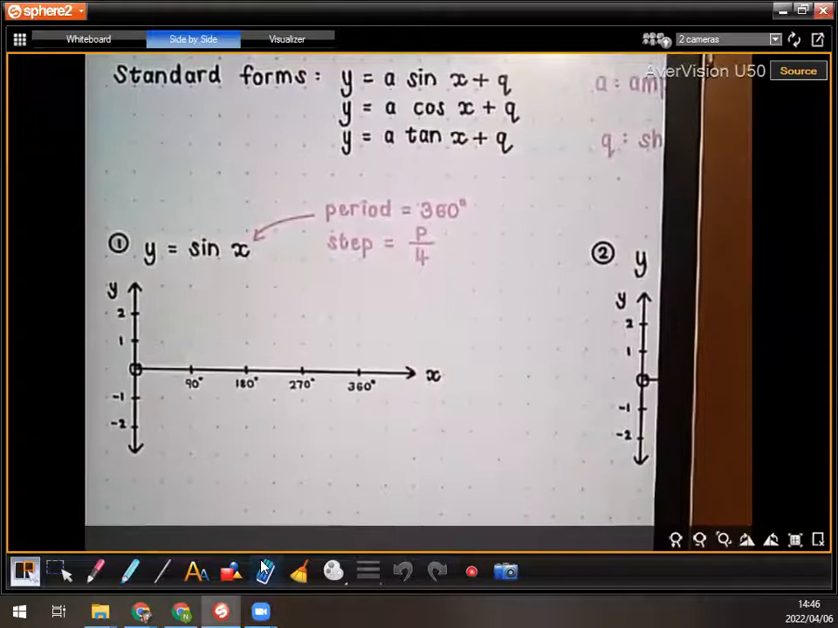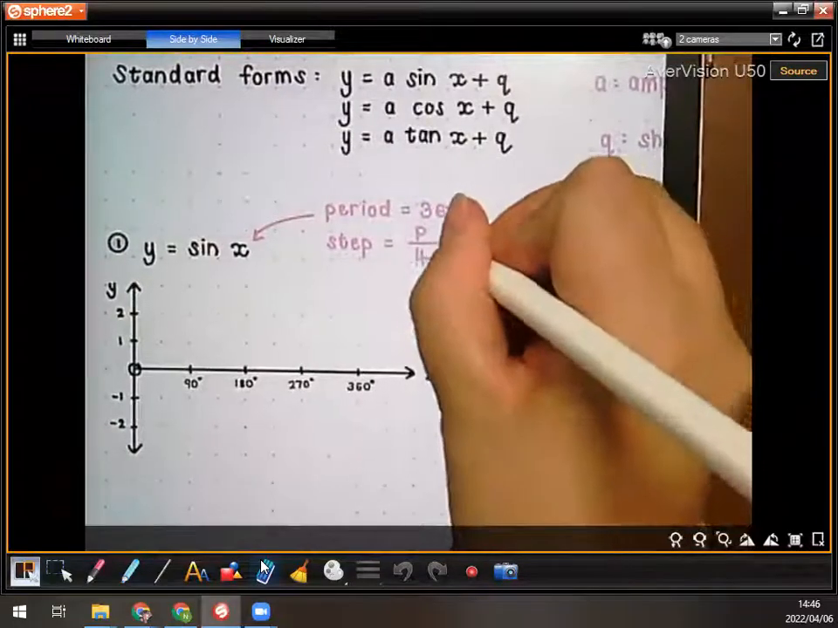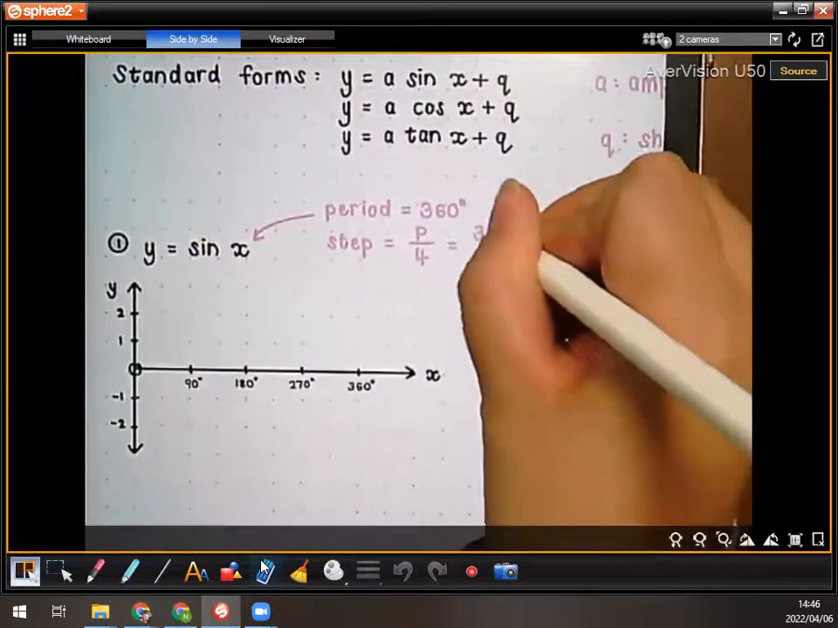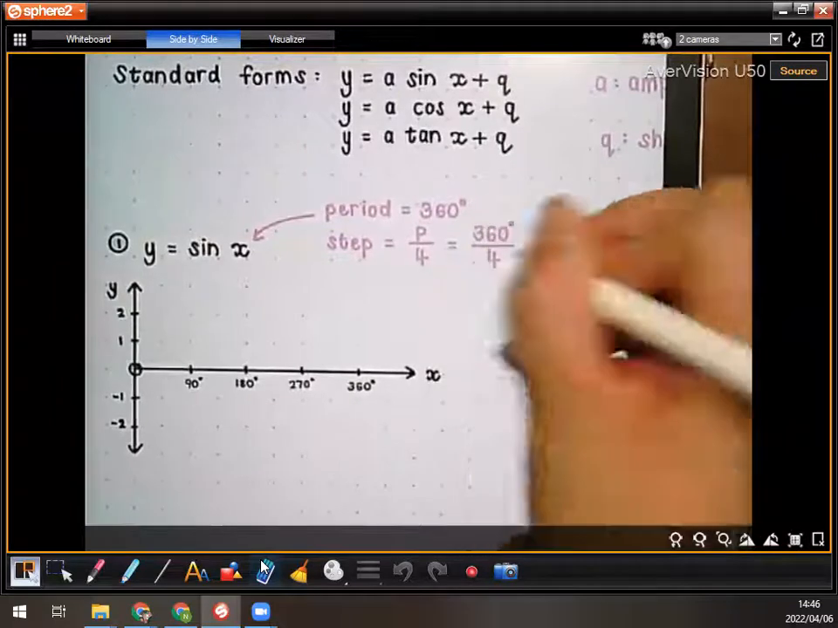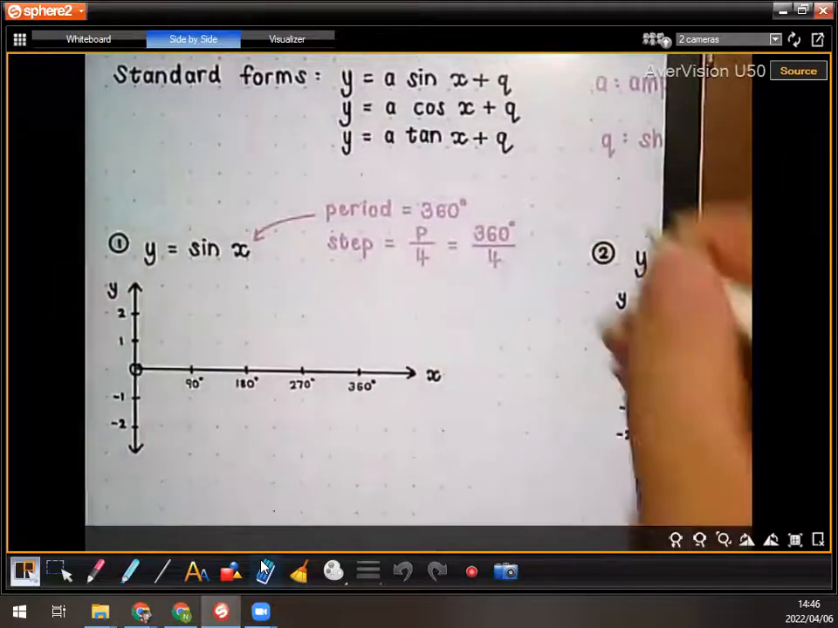Guys, it doesn't matter what that period is. Okay, like I said already, we're going to change the period later on. For now, it's just 360. So the step of this graph is going to be 360 divided by 4, which is 90 degrees.